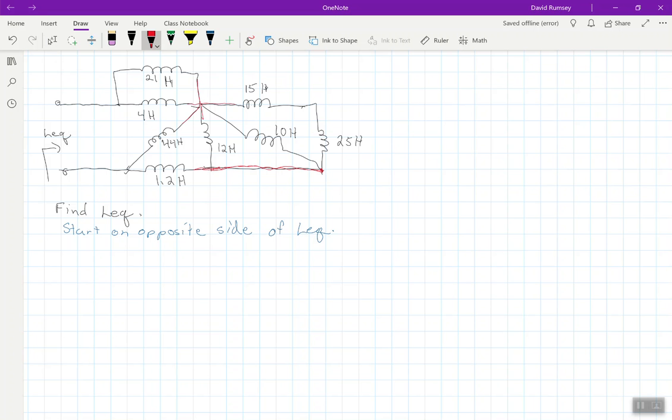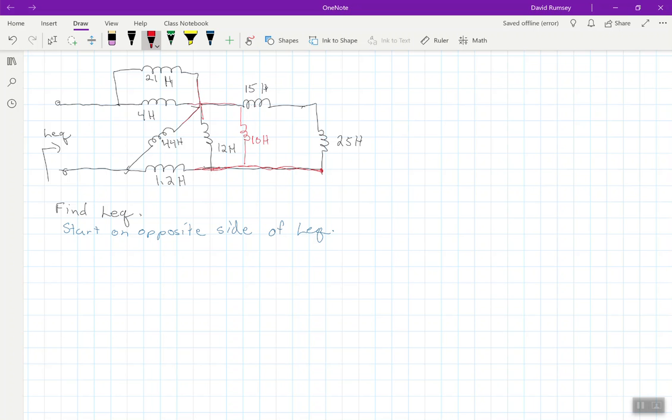So what I'm going to do here, that's a 10 Henry, so I'm actually going to erase that inductor and simply draw it like this and put 10 Henrys in here. And by doing that, I think it becomes a little bit more obvious that these two inductors are in series, and then I'm going to get a whole bunch of inductors in parallel.